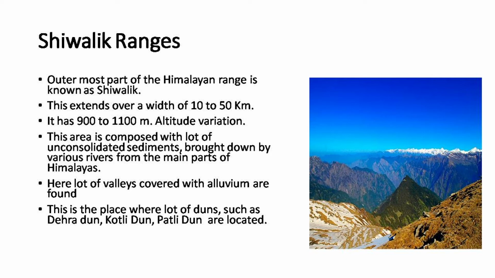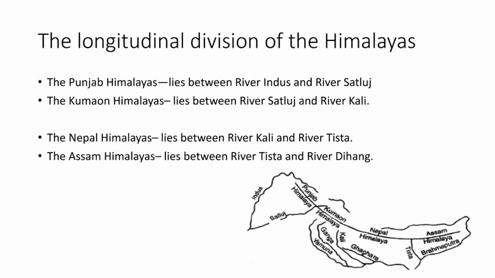Now let's divide this Himalayan range on a longitudinal basis. If you divide the Himalayas under the longitudinal division, we can divide them into four different Himalayas. Number one, the Punjab Himalaya. The second one is your Kumaon Himalaya. The third one is known as the Nepal Himalaya, and the last one is known as the Assam Himalaya. How to mark these Himalayas? How to know the existence of these Himalayas?